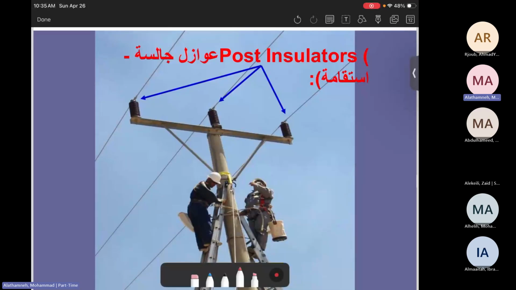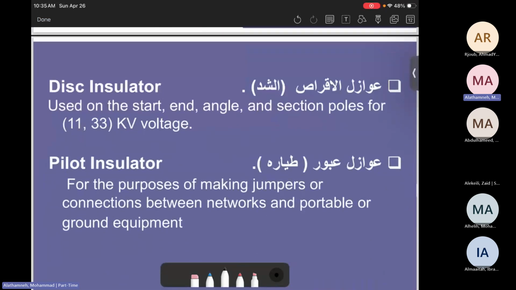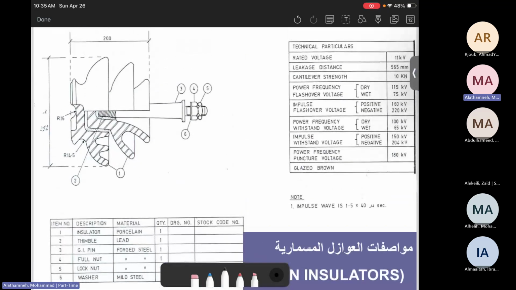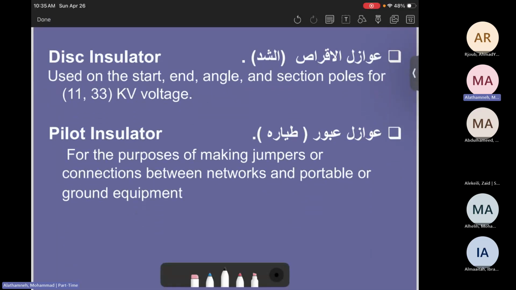Here are the post insulators again. As we said, it's very similar to suspension, and most likely you will see it on a single pole. Then here is how the pin insulators look, like this. Then the disc insulators and the pilot insulators.